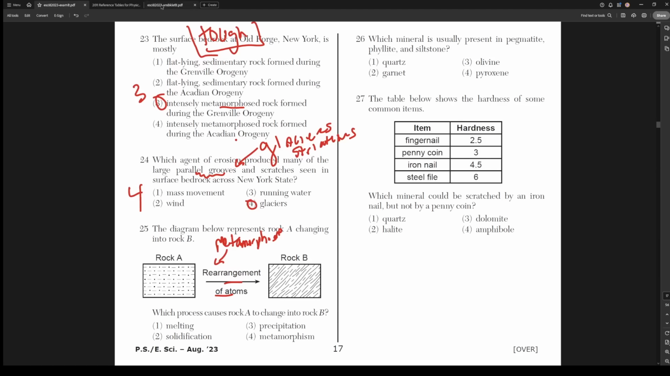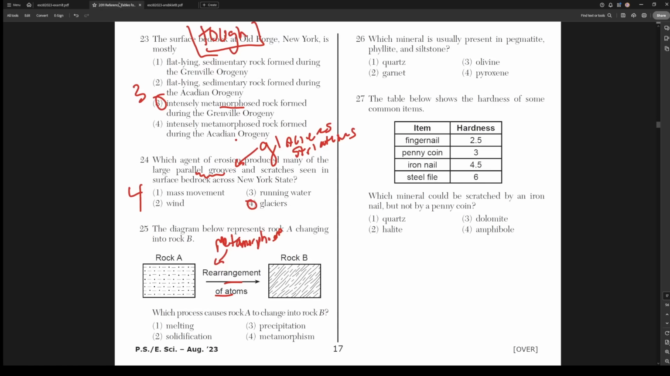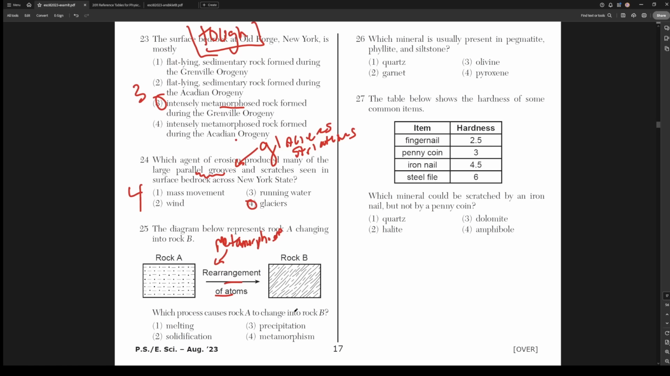So this is dots and dashes. That looks like this one. Siltstone turning into squiggly thingies. Squiggly thingies looks like schist. So siltstone to schist. Yeah, schist is metamorphic, so we were right. So that's going to be 4.